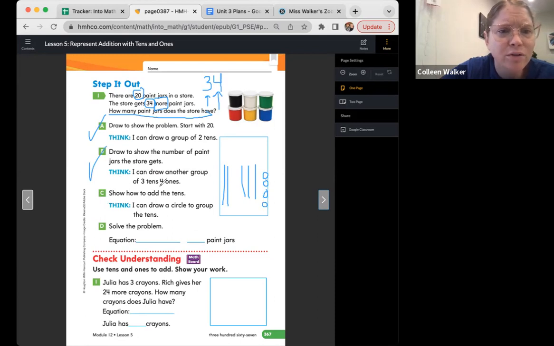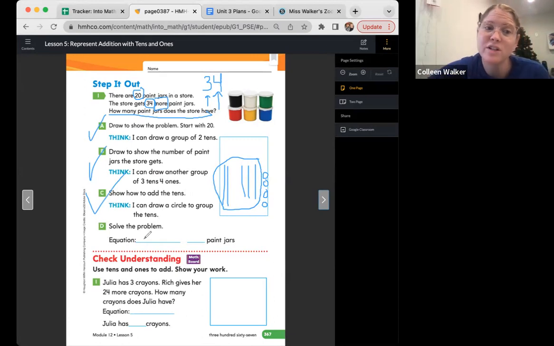Now we show how to add the 10s. Okay, so now we're going to show how to add the 10s. Think, I can draw a circle to group the 10s. So we're going to draw a circle around all of our 10s. Awesome. Okay, now we're going to solve the problem. So let's go ahead and write our equation. What are the 2 numbers we're adding together?